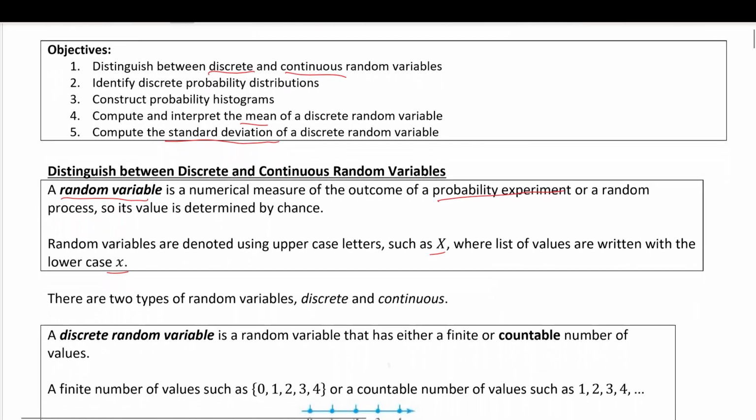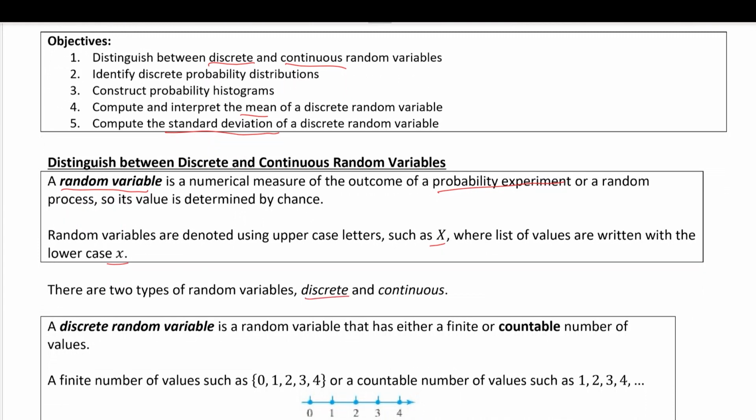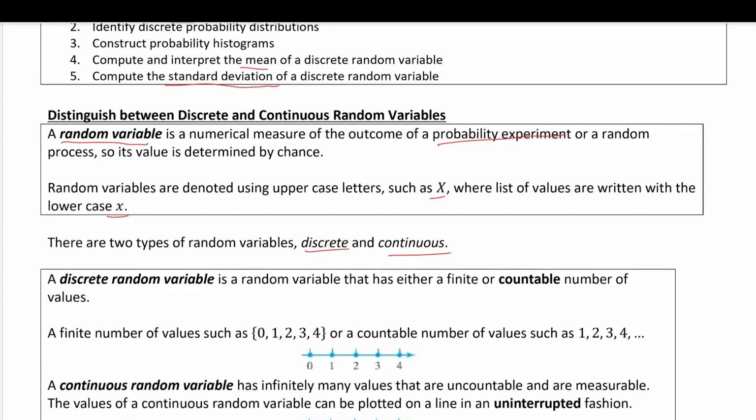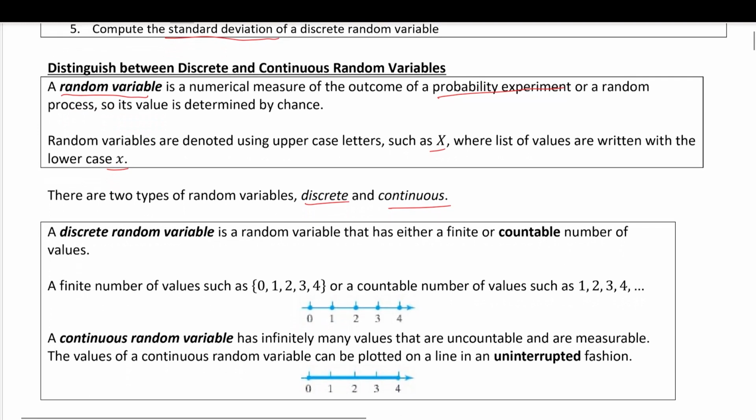All right, so there are 2 types of random variable. Those are discrete and continuous, as far as numerical random variables. So the discrete random variable is a random variable that has either a finite or a countable number of values. Okay, so for example, such as 0 through 4 in this case, all the countable numbers. And as you see, we have just the solid values right here. These are just the integers from 0 to 4. Okay, and they're countable. There's 5 outcomes in that case.